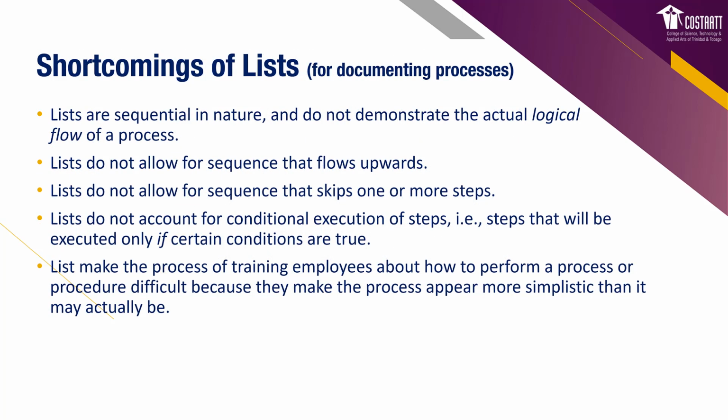So we do have some shortcomings. Let's summarize them. Well, firstly, lists are sequential in nature and do not demonstrate the actual logical flow of a process. Now, I've used that term before, logical flow, and I'm highlighting it here because it is something that we are going to have to understand before we move on to actually looking at a process flow diagram. Lists do not allow for sequence that flows upward, which we saw. Lists do not allow for sequence that skips one or more steps, which we also saw.